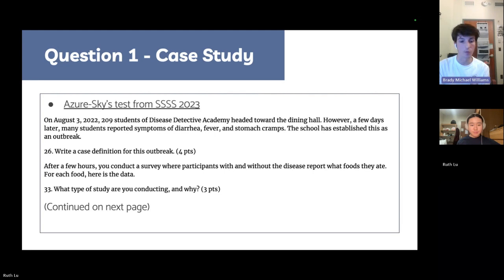And then looking at the type of study, we looked at participants with and without the disease. You might see that that's familiar. Participants with would be our cases, and participants without would be our controls. So this is a case control study because we have divided our population into people with the disease and people without the disease, and then we will look at their exposure.